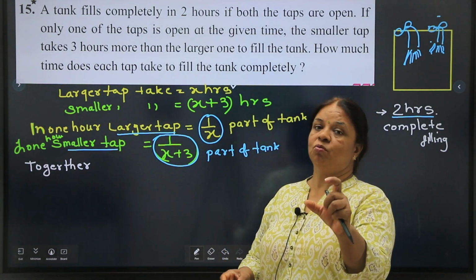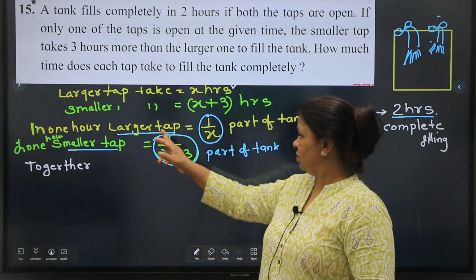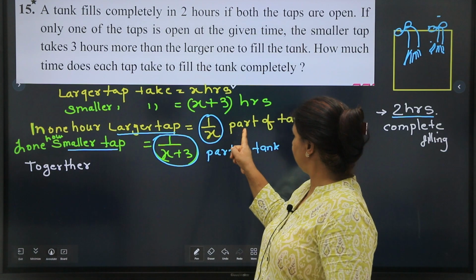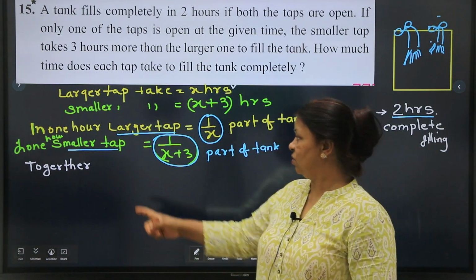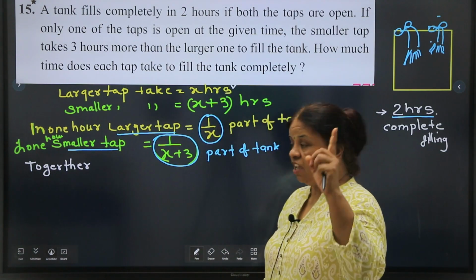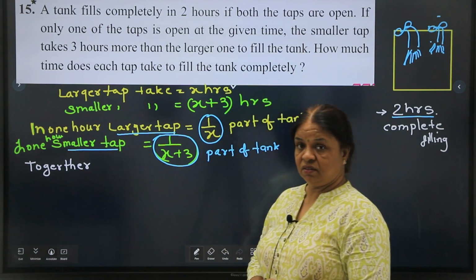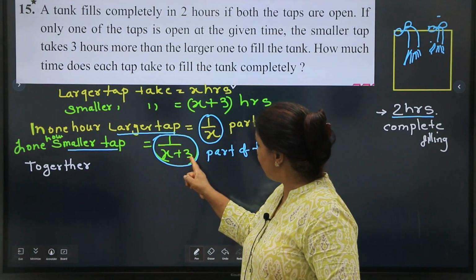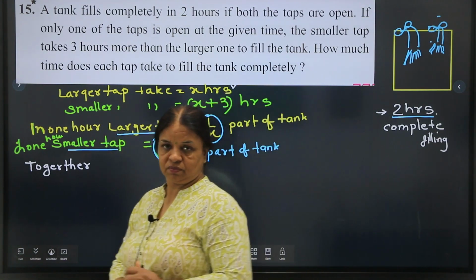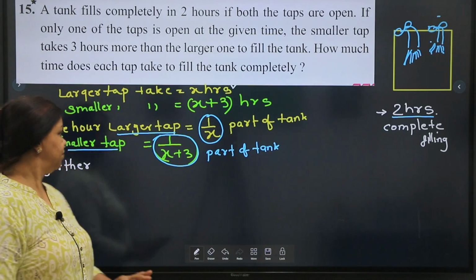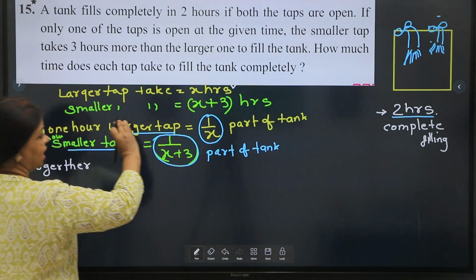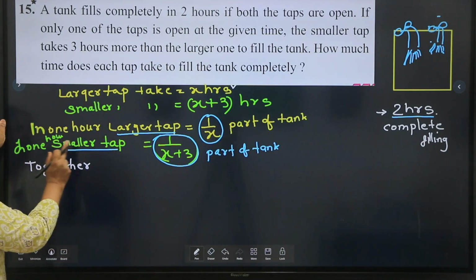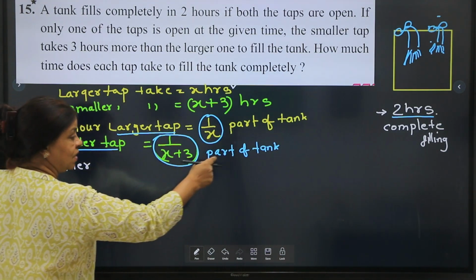Means if one tap was open alone, if the larger tap was open, it will fill 1 upon x part in how much time? 1 hour. If the smaller tap was open, it fills 1 upon x plus 3 part in 1 hour. Alone, okay, alone. Means the larger tap alone will fill 1 upon x part, and the smaller tap alone will fill 1 upon x plus 3 part.